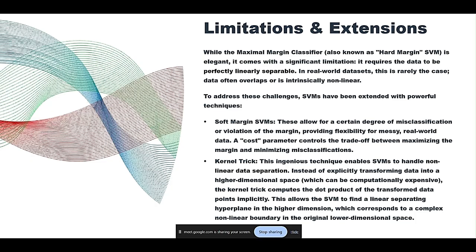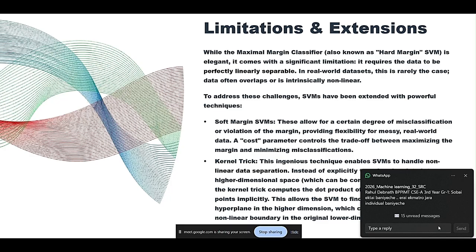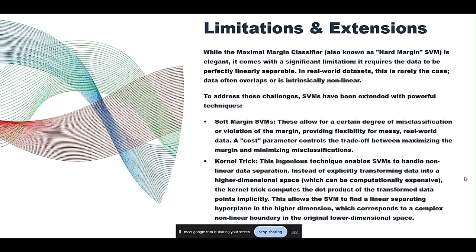The kernel trick is an ingenious technique that allows SVMs to handle nonlinear data separation. Instead of explicitly transforming data into higher dimensional space, the kernel trick implicitly computes the dot product, which enables the SVMs to find a linearly separating hyperplane in that higher dimension, corresponding to a non-linear boundary in the original space.